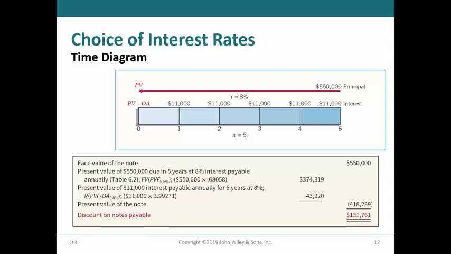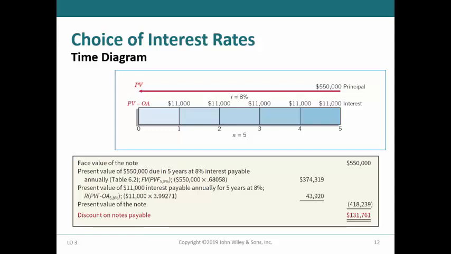Like the calculations for bonds in the first presentation, the present value of the principal, $374,319, is determined by multiplying the face value of the note, $550,000, by the factor for a single sum for 5 periods at 8%, 0.68058. The present value of the interest payments, $43,920, is determined by multiplying the $11,000 annual interest payments by the factor for an ordinary annuity for 5 periods at 8%, 3.99271.